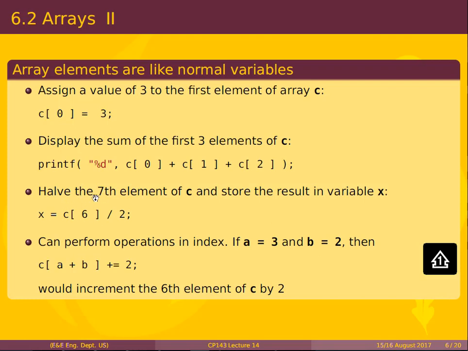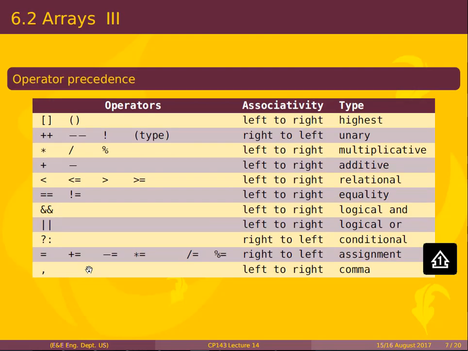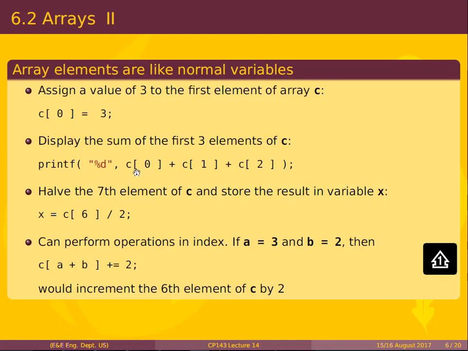If we want to calculate half of the 7th element and store the value in X, then we can do it like this. This is not nice syntax, but you can do that. If you want to perform operations in an index, you can do that. So C[a + b], if a is equal to 3 and b is equal to 2, then this operation would just add 2 to the 6th array element. There are also other operators that can be used. We use the array elements just as variables, and we take note of how we index them: C with a square bracket and an index.